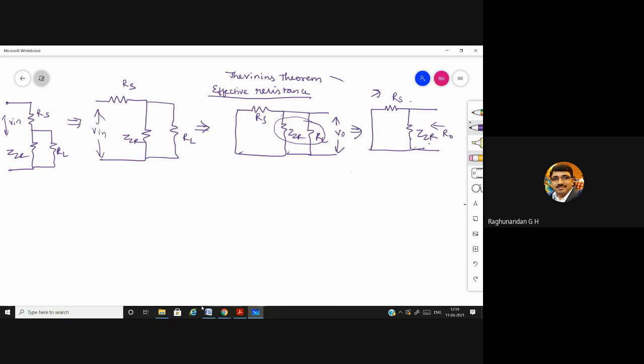This could be further simplified. Now, how are these two? Are they in series or are they in parallel? Series. Okay. Can I write the same thing like this? This one? Can I shift it here and write like this?